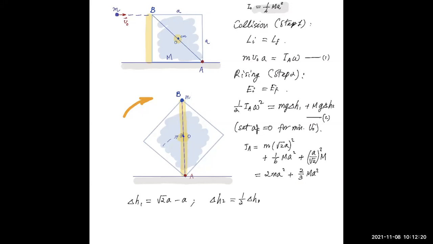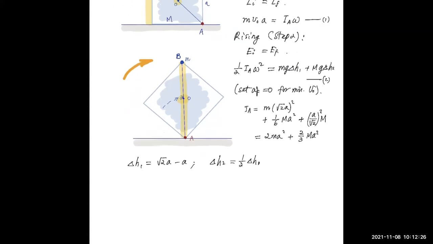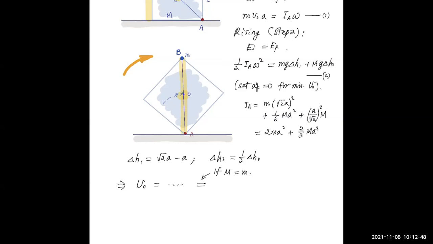There are two unknowns, V naught and omega. You can go ahead and solve for both of them, or just V naught, if that's what we're looking for. The algebra is a little messy, but you can check for yourself that if big mass and small mass are equal, that makes the algebra simpler. You can find the final answer to be the square root of 8 times (square root of 2 minus 1) times g times a. You can check the algebra.